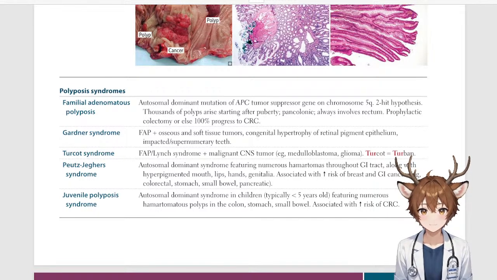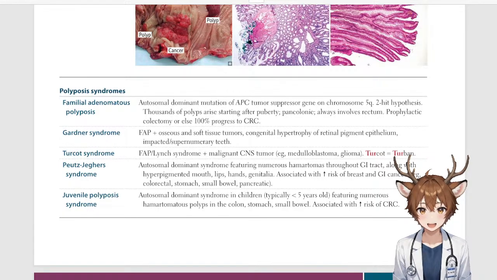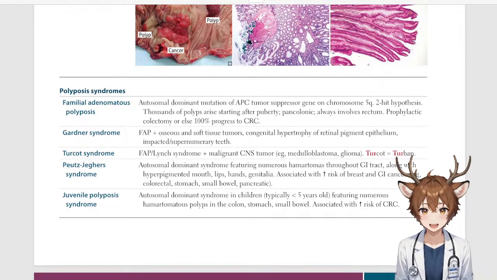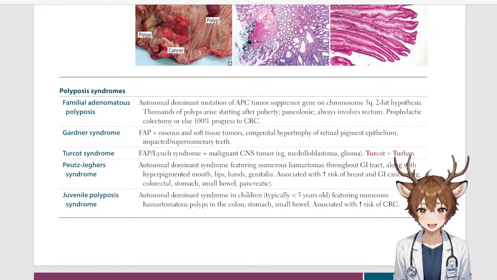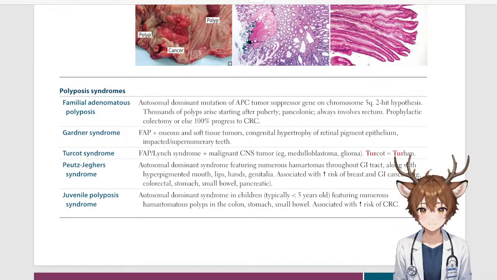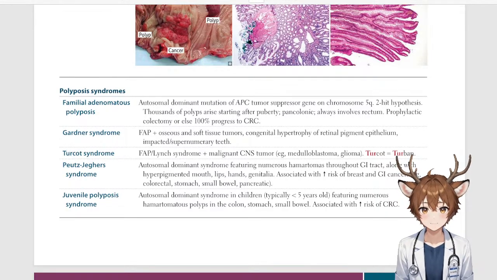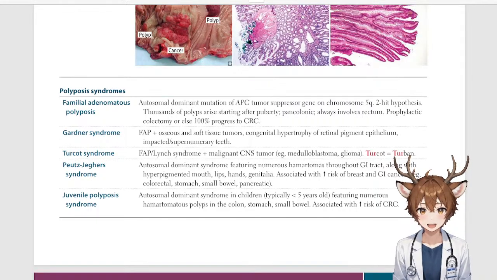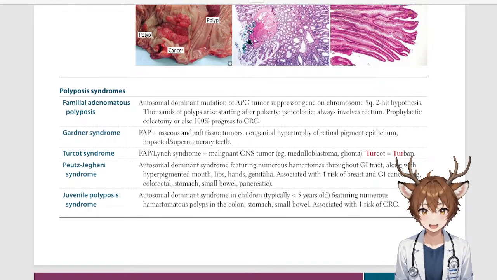Turcot syndrome, FAP or Lynch syndrome, plus a malignant CNS tumor like medulloblastoma or glioma. Turcot, Turcot. I'm not sure what the connection between those two is. Yeah, I don't know.